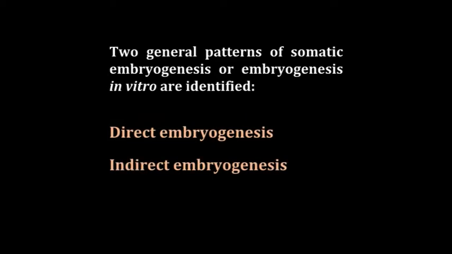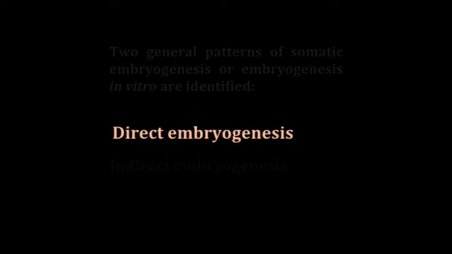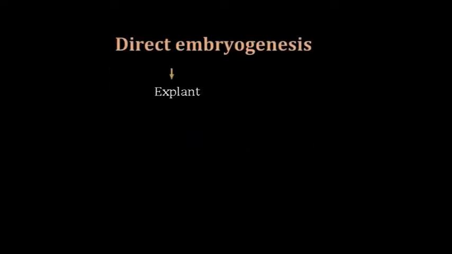Two general patterns of somatic embryogenesis or embryogenesis in vitro are identified. They are direct embryogenesis and indirect embryogenesis. First, let us see direct embryogenesis. It refers to the development of an embryo directly from the original explant tissue without an intervening callus phase.